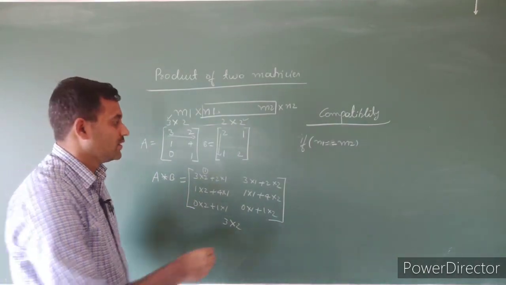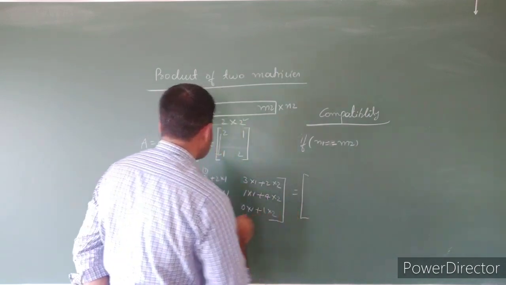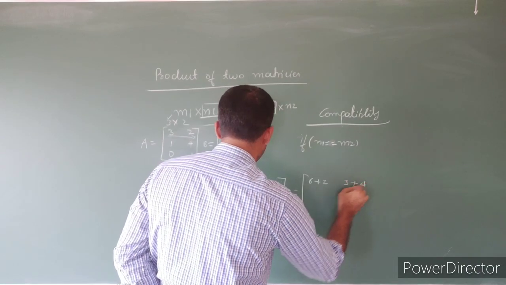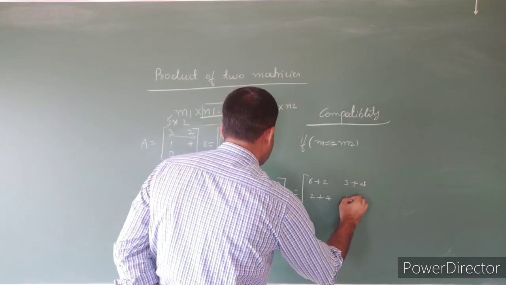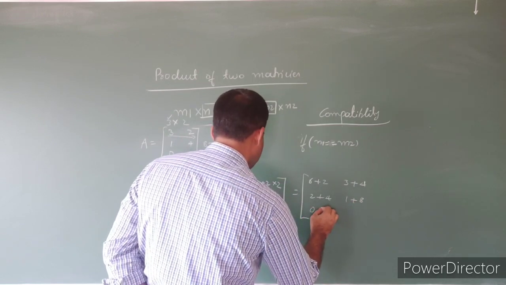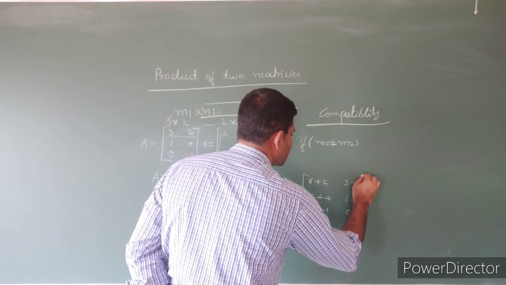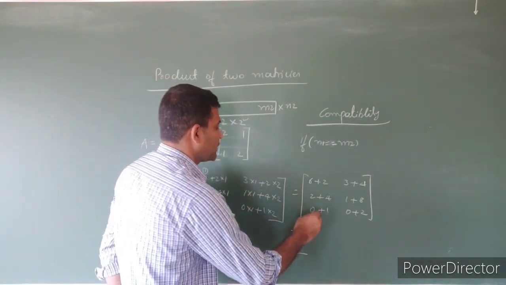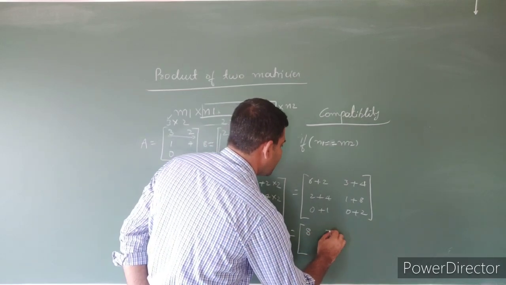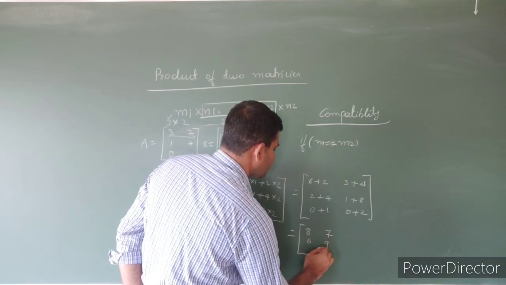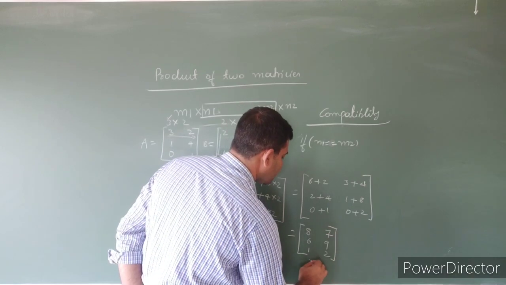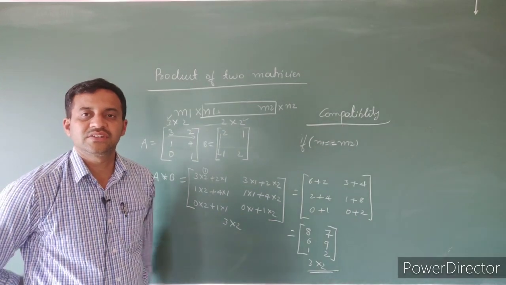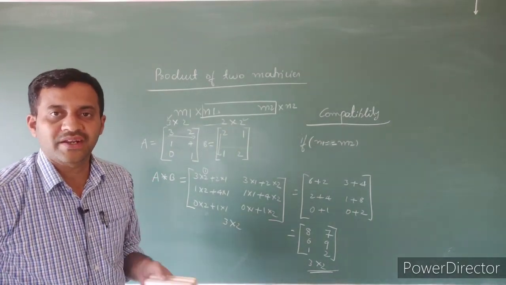After simplification, we get: 3 into 2 is 6 plus 2, 3 plus 4, 2 plus 4, 1 plus 8, 0 plus 1, 0 plus 2. Which is equal to 6 plus 2, that is 8, 7, 6, 9, 1, 2. See the order, that is 3 cross 2. This is the product of two compatible matrices. So this is the logic for the product of two matrices.